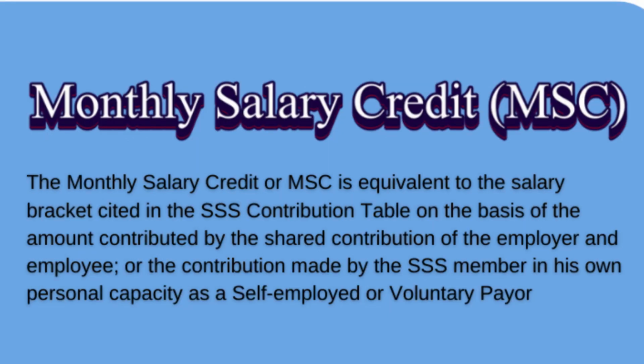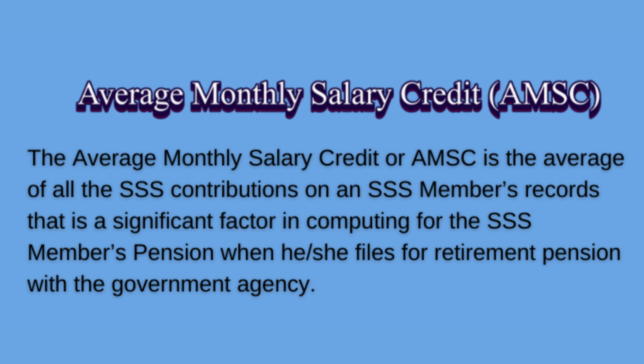The monthly salary credit or MSC is equivalent to the salary bracket cited in the SSS contribution table on the basis of the amount contributed by the shared contribution of the employer or the contribution made by the SSS member in his own personal capacity as a self-employed or voluntary payer. Lastly, the average monthly salary credit or AMSC refers to the average of all the SSS contributions made on an SSS member's records. That is one of the significant factors in computing the SSS member's regular pension when he or she files for retirement pension with the government agency.